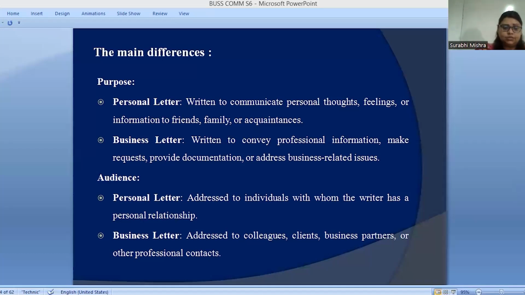So the next is audience. The second difference is audience. A personal letter is addressed to individuals with whom the writer has personal relationships, the family members, the friends, or some acquaintances. So the audience here differs. Next is business. A business letter is addressed to colleagues, clients, business partners, or other professional contacts.